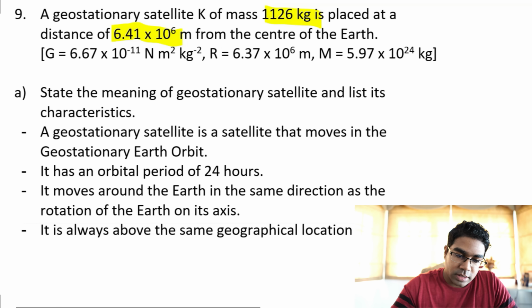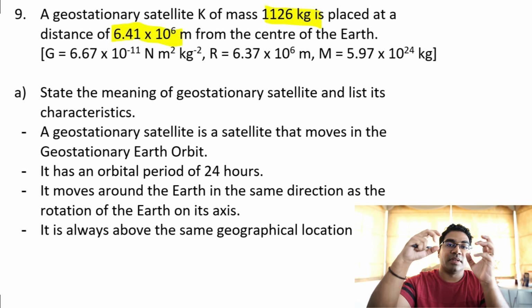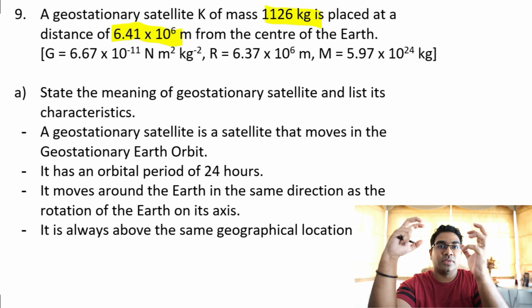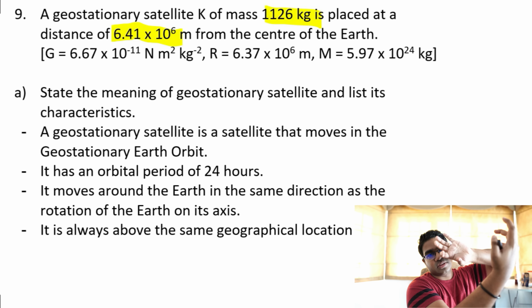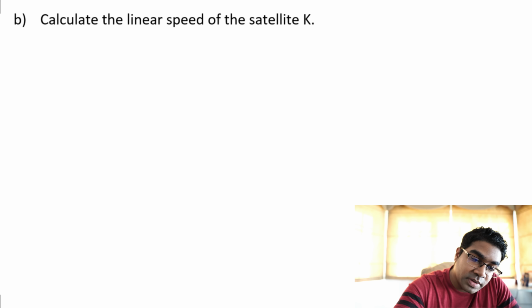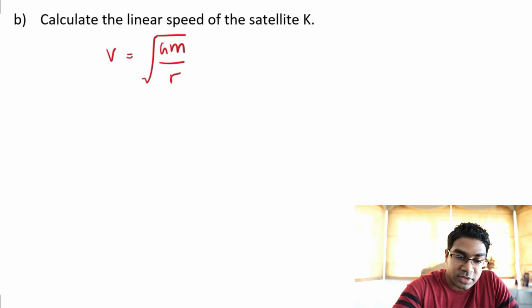And it is always above the same geographical location on Earth. If it is above, let's say, my house, then it will always be above my house, no matter how the Earth spins. Calculate the linear speed of satellite K. The formula for linear speed is V equals the square root of GM over R. So now we just have to substitute the values.